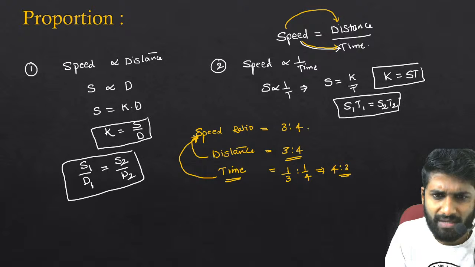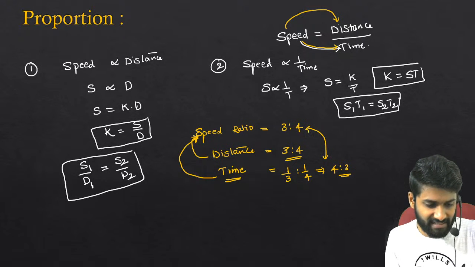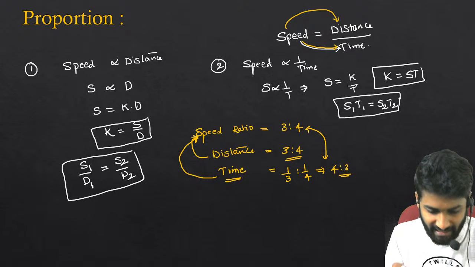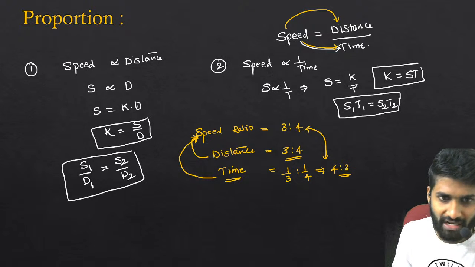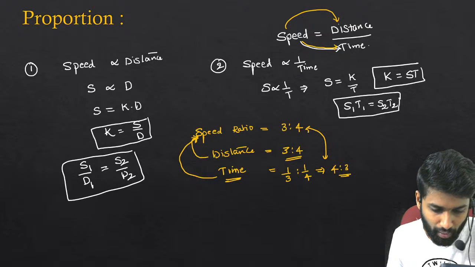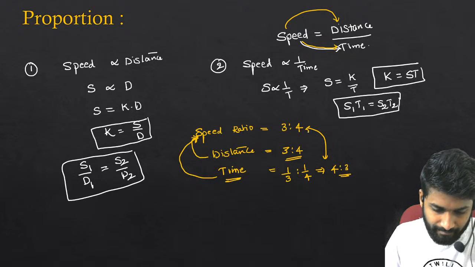So this is the most important concept, speed and time. Clear? Speed and distance are directly proportional. Speed and time are inversely proportional. Is it clear?